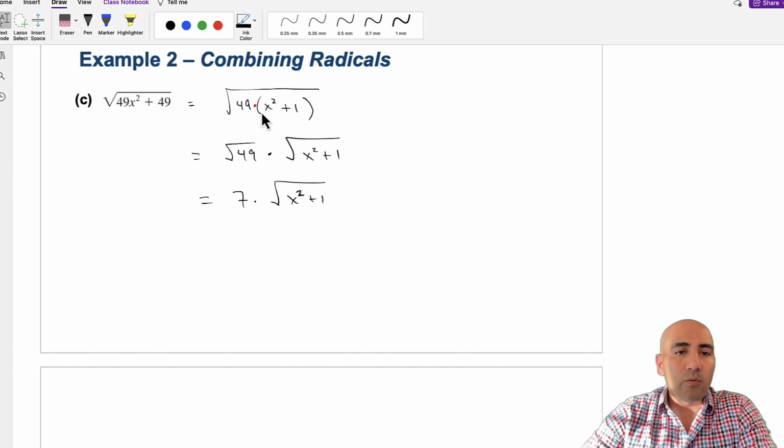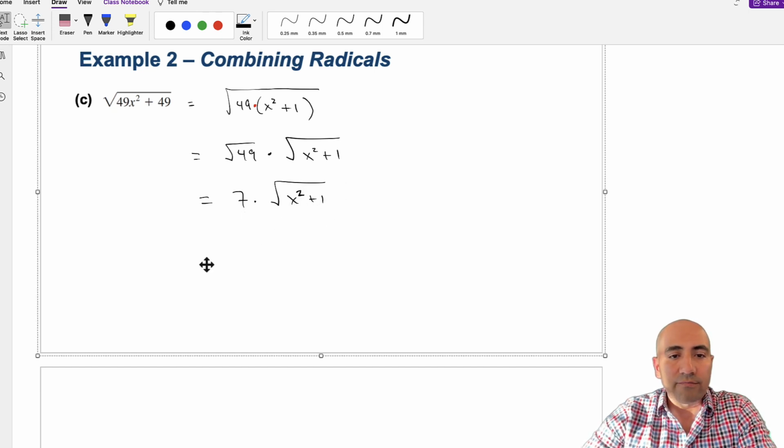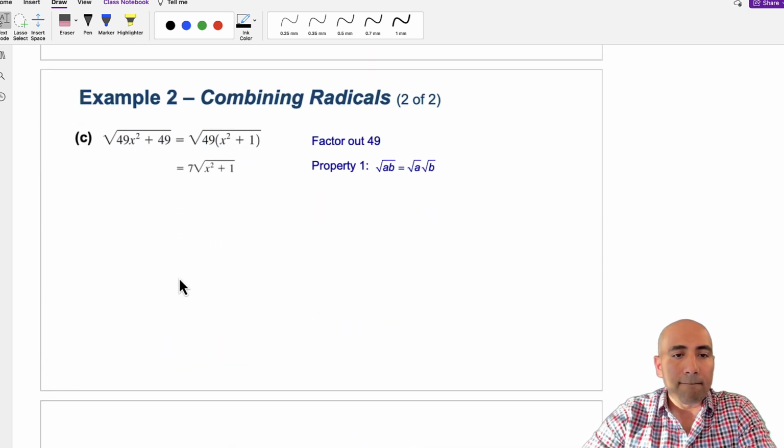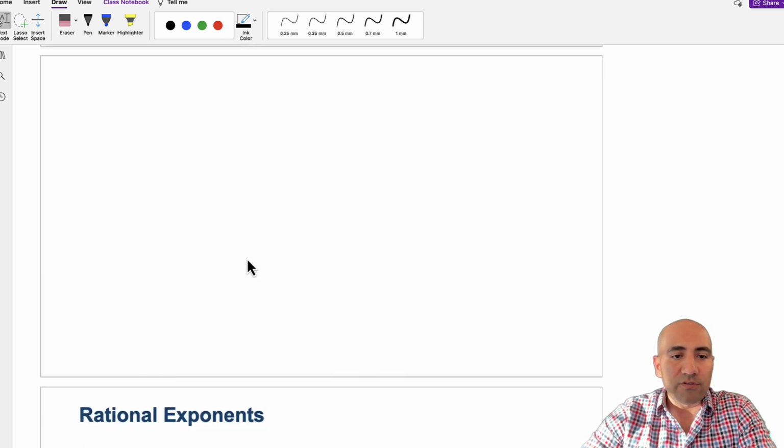So really, we were only able to simplify by factoring out the common 49 and realizing that that can be factored as a 7. And then there's no way to simplify this any further. Okay, let's see what your author did. Same thing. Okay, rational exponents.